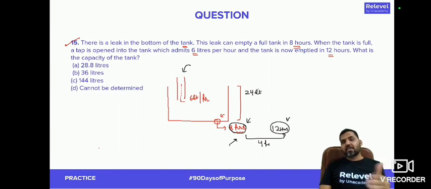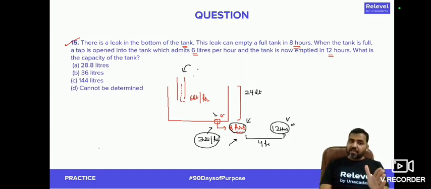This is just our assumption, right? Now this leak can empty the tank in 8 hours. So how much water will be taken outside of this tank if only the leak is opened? A 24 liter tank is getting emptied in 8 hours. So can I say 3 liters of water in 1 hour is being taken outside of the tank?